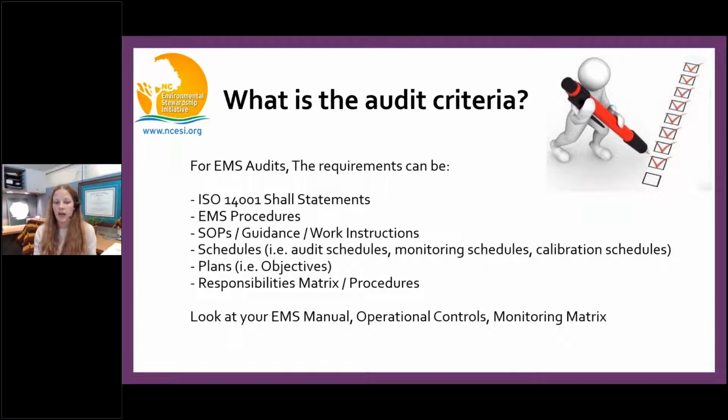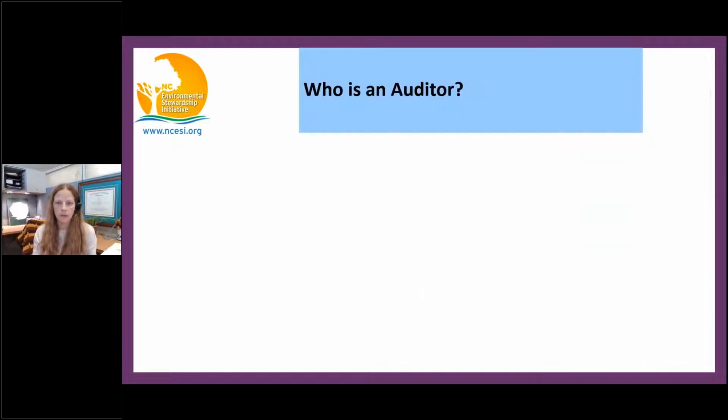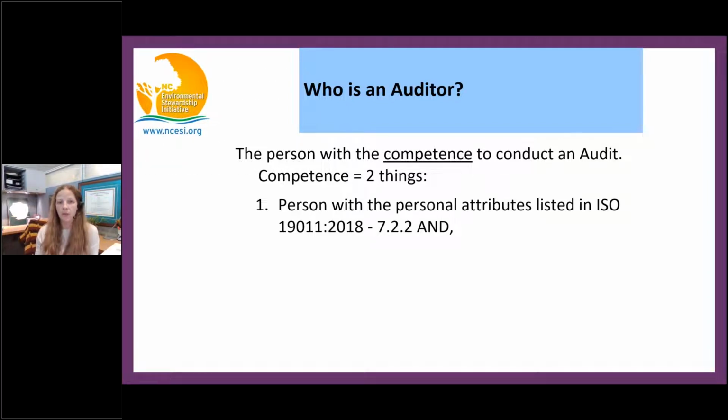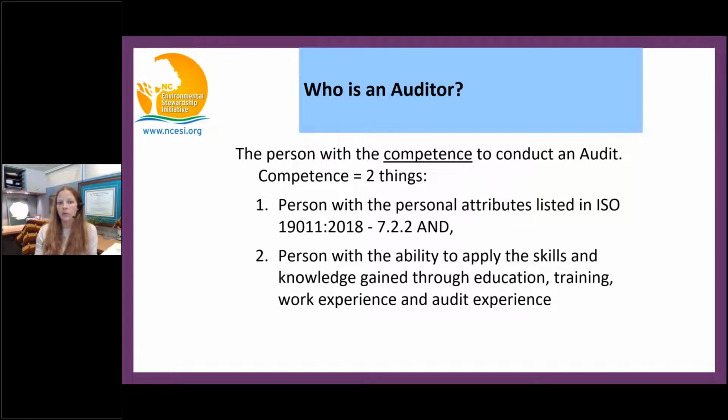And then it's also a good idea to have specific ideas in mind of who you're looking for in an auditor. So I'll go over those here real quick. Who is an auditor? So Juan, if I don't answer your question in the next couple of slides, we'll come back and see if I can, okay? So this is the person with the competence to conduct an audit. So competence means two things. One is that they have the personal attributes listed in the standard, and there are some listed in the 19011 standard, and we'll go over those. And the other is a person with the ability to apply the skills and knowledge gained through education, training, and work experience to conduct an audit.